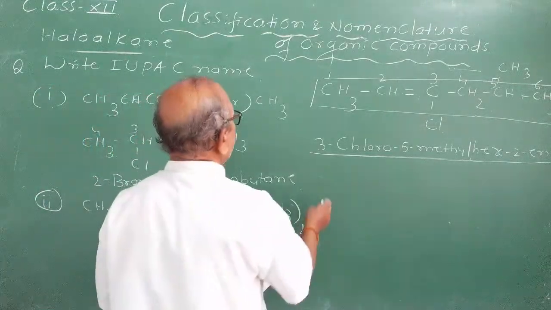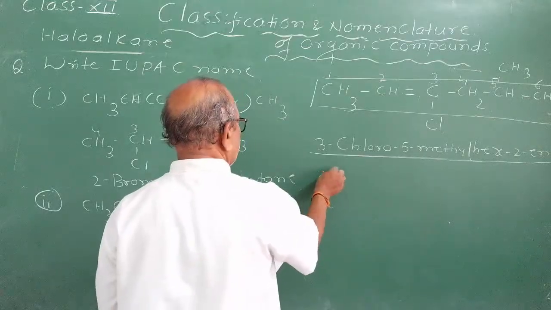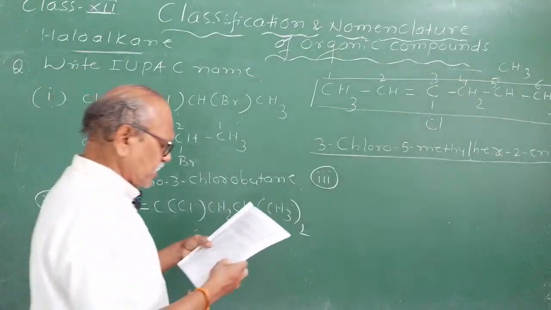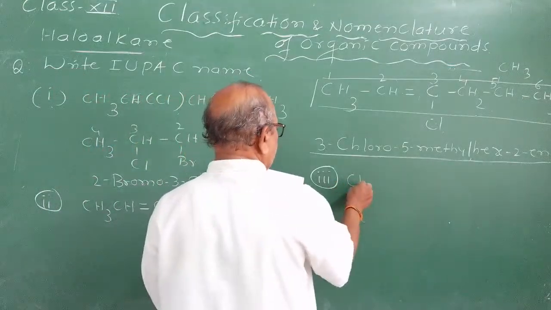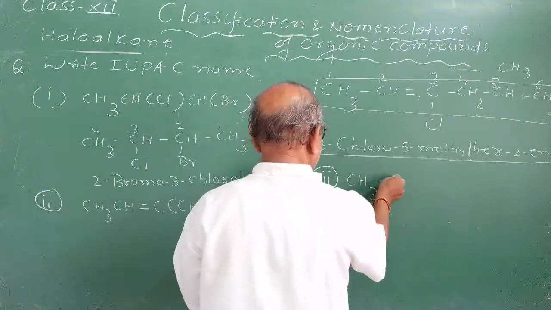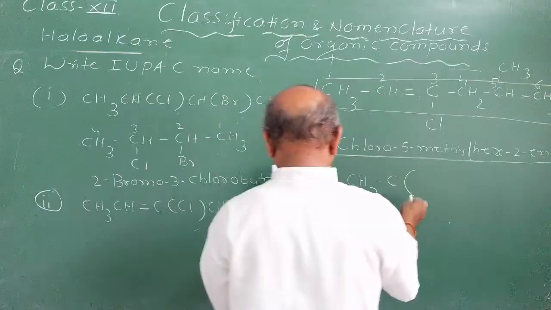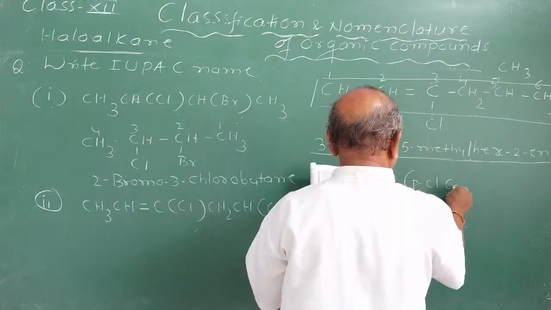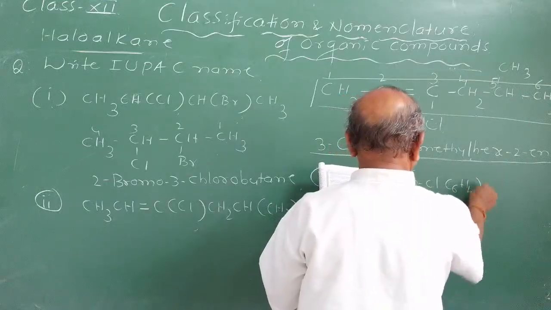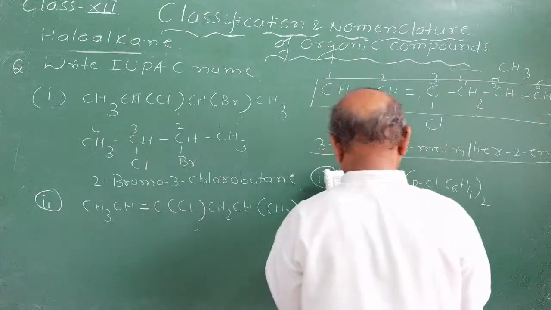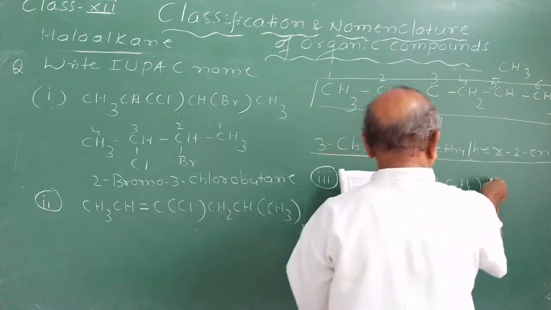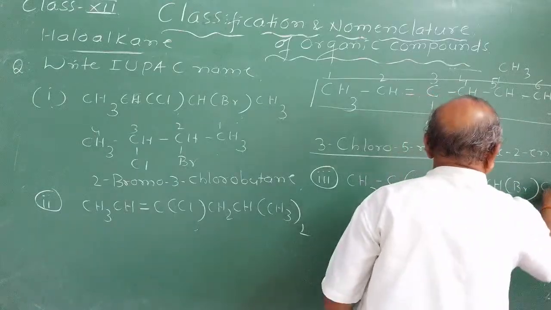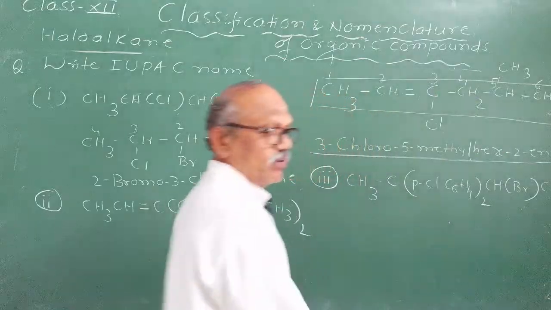Last one today to complete this. Next video we will start solutions. Complete that assignment. Only classification and nomenclature I have given. CH3, C into bracket, para chloro, p-ClC6H4, twice, CH, Br, CH3. See the interesting problem.